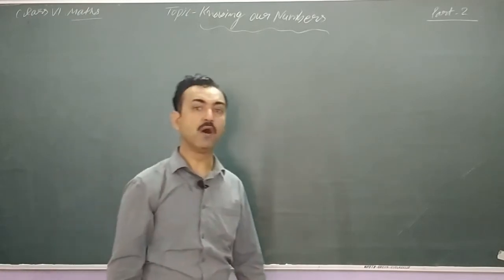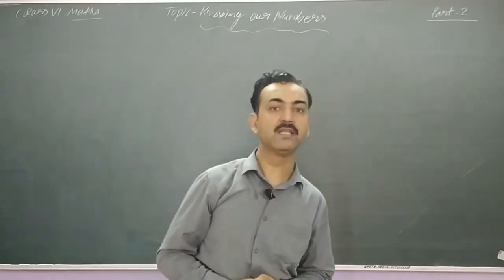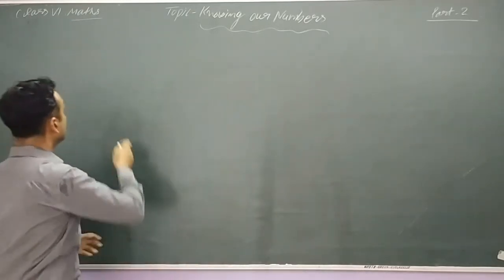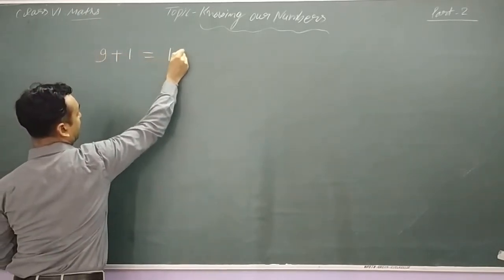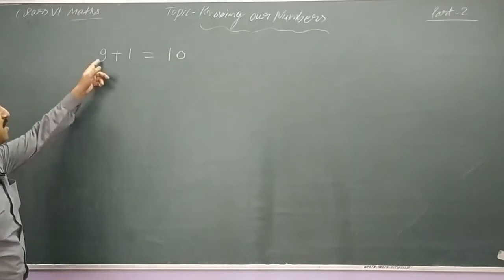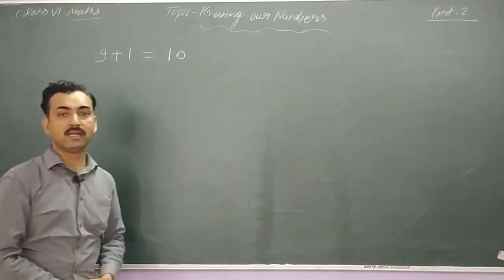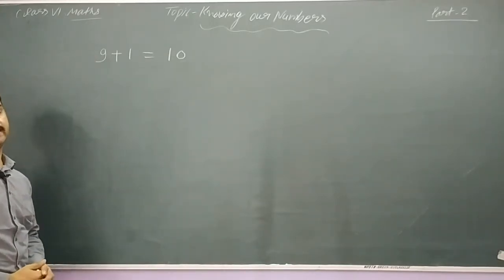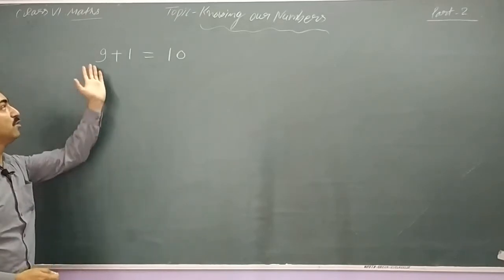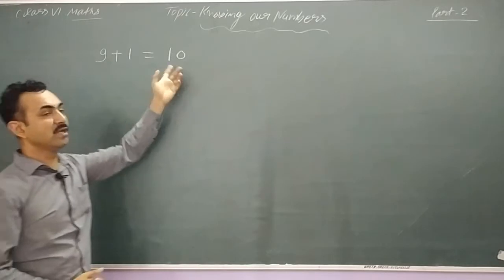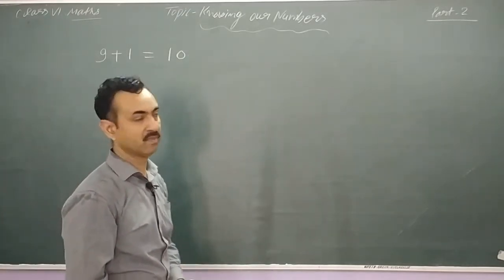Now we will learn how 10,000 is formed. Suppose 9 plus 1, you will get 10. 9 is the greatest 1 digit number and 1 is the smallest 1 digit number. When you add, you will get the smallest 2 digit number.